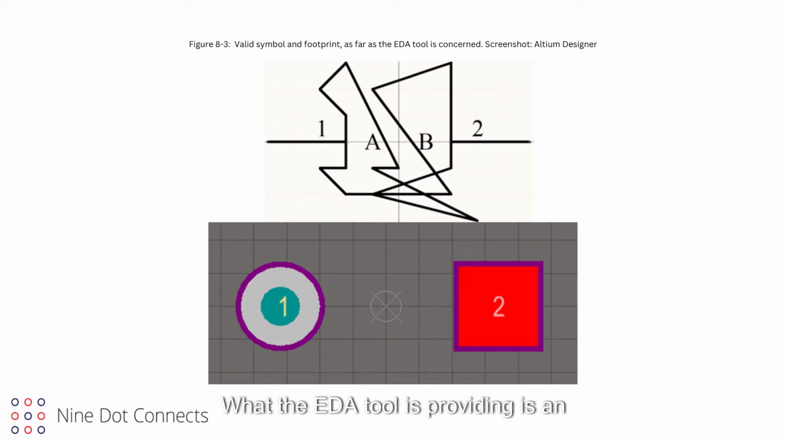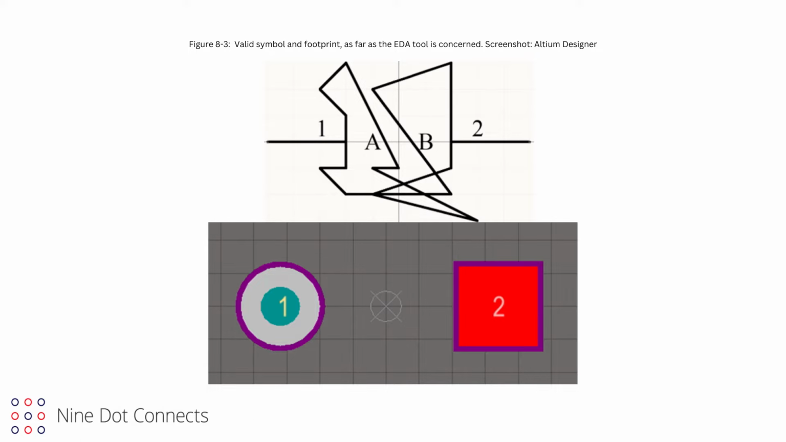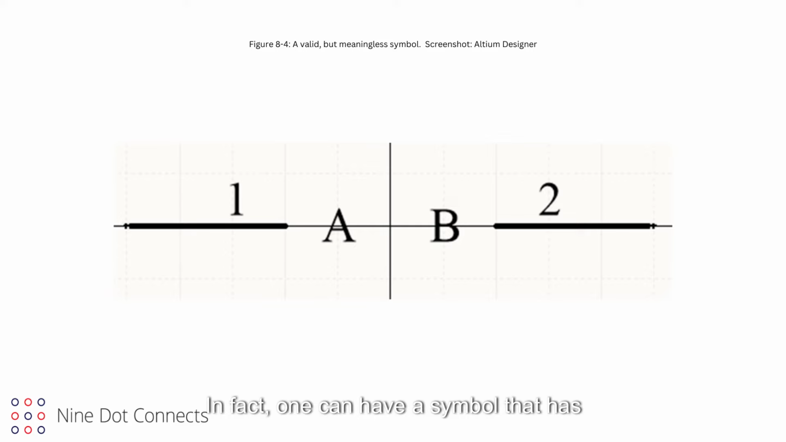What the EDA tool is providing is an automated way of creating and passing netlist information from the schematic to the PCB, based on the pins of the component. The EDA tool does not know anything about the guts of the component, nor how it works. The tool is only concerned with the pin-to-pin connectivity. Though the purpose of the pins and the symbol are for netlisting, the symbol's graphic is for human readability. It is nothing more than a graphic that is displayed, as far as the EDA tool is concerned. In fact, one can have a symbol that has nothing more than a bunch of pins, and the tool will be perfectly content with it.